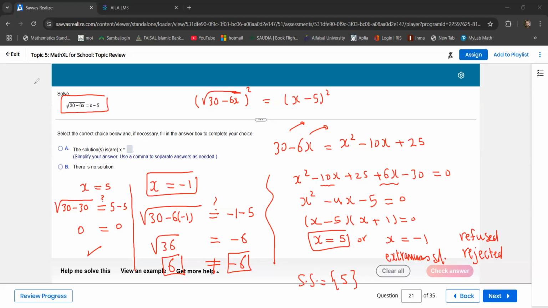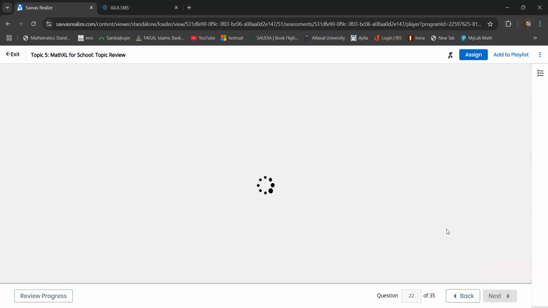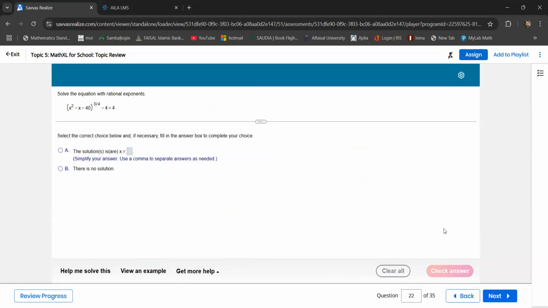Moving on. Bracket with rational power. This is a rational power, means a power in the form of a fraction. And we know that powers in the form of a fraction are like radicals. So I have to get it alone. So I'm going to move negative 4 to the other side. And I'm going to keep here x to the power of 2 minus x minus 40, all to the power of 3 over 4.